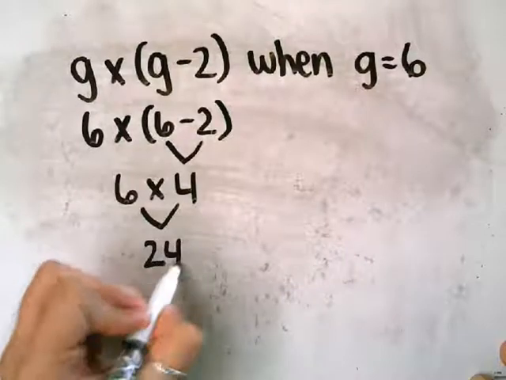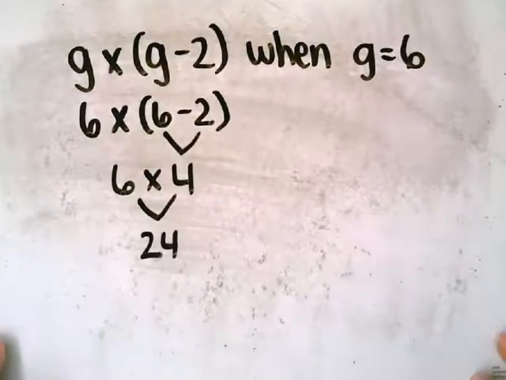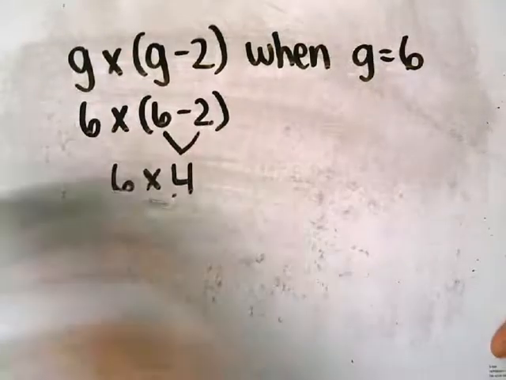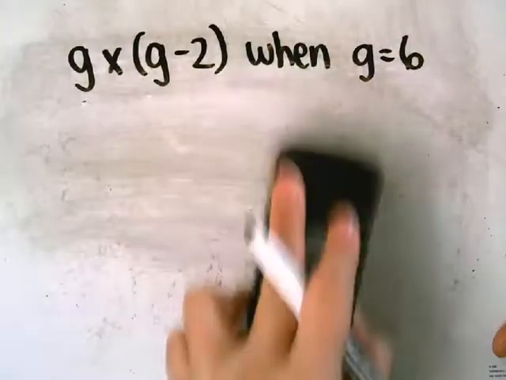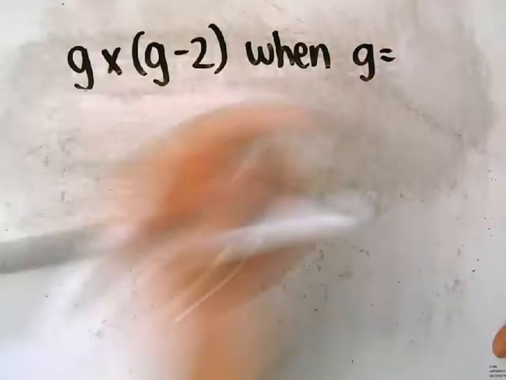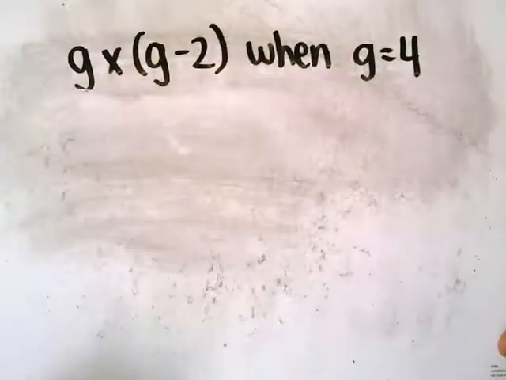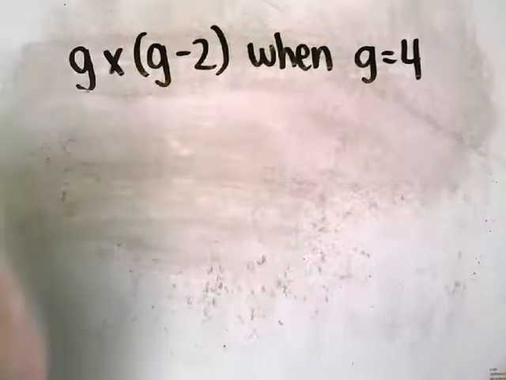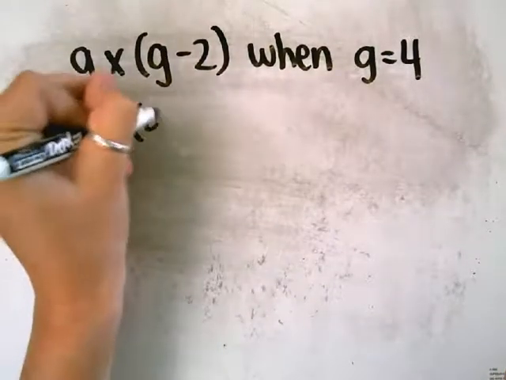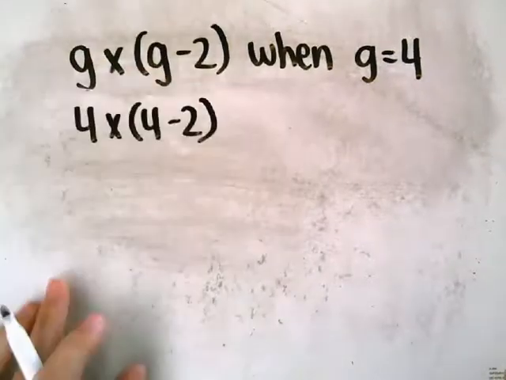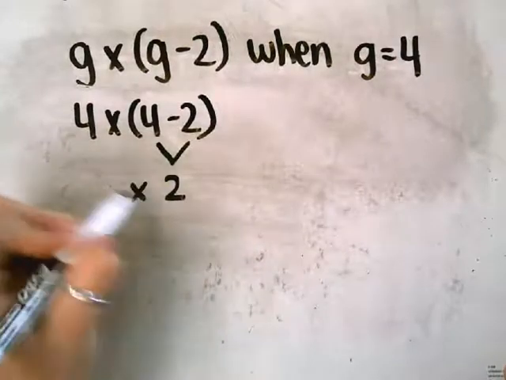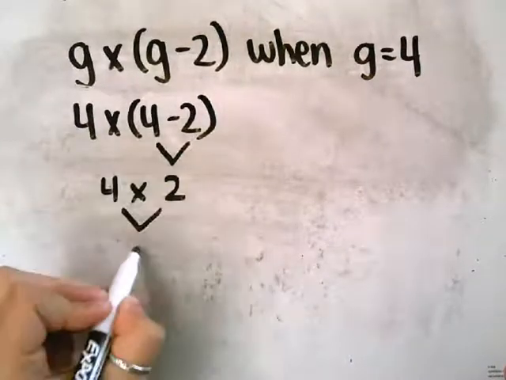Now, if you're feeling comfortable with this, please feel free to push pause in a second and use the new value for g and solve it by yourself, and then come back and check your answer. Let's try when g equals 4. Okay, so we're going to substitute in 4 for g every time we see g, and then solve according to order of operations. Bring down the rest of the problem, and we come up with a value of 8 this time.